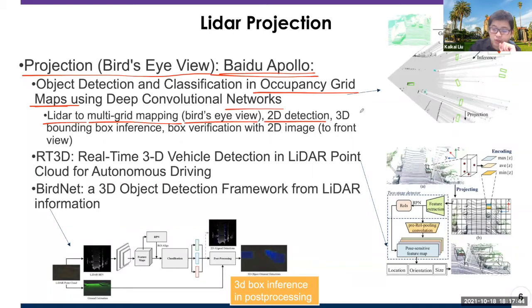Then based on these 2D detection results, you can infer the 3D bounding box. After you have this 3D bounding box, you can remap it to the front view. You can do the box verification with the 2D images, converted to the front view. This is not sensor fusion. They just verify with the 2D images to try to improve the accuracy. So this is another paper.